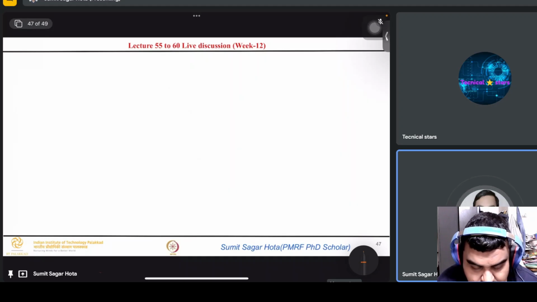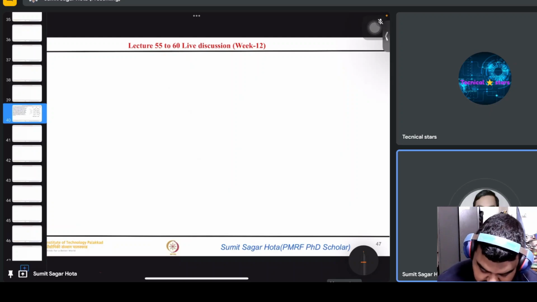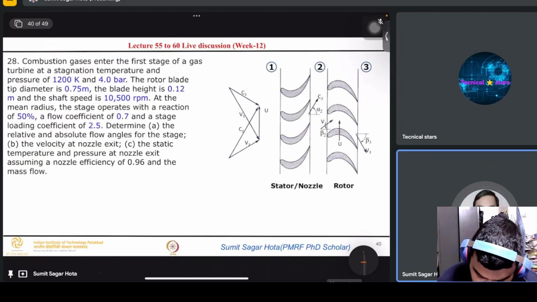Then the last bit asked: for a nozzle efficiency of 0.96, find the mass flow. So in the last bit we need to find out the mass flow.